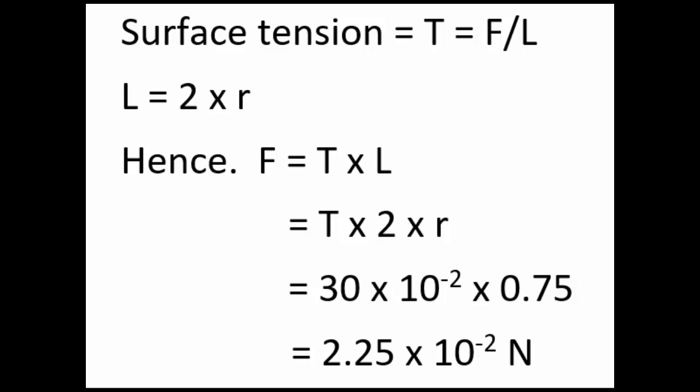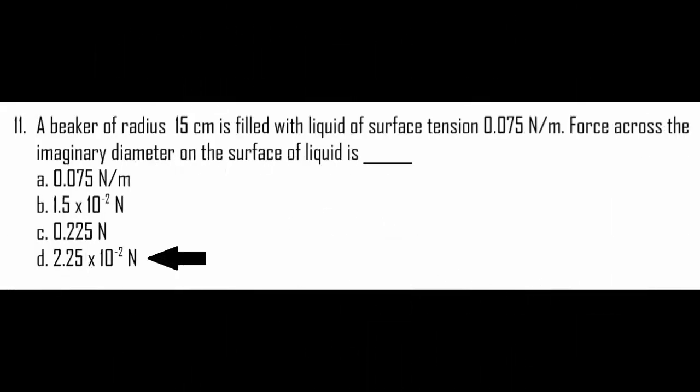This quantity surface tension is the force acting per unit length. That is, surface tension T is given by force upon length. The question is talking about the imaginary diameter. That means the length of the line is 2 times R. Force F is surface tension into length in contact. That is T times 2 times R. Substituting the values, the answer is 2.25 into 10 raised to minus 2 Newton.